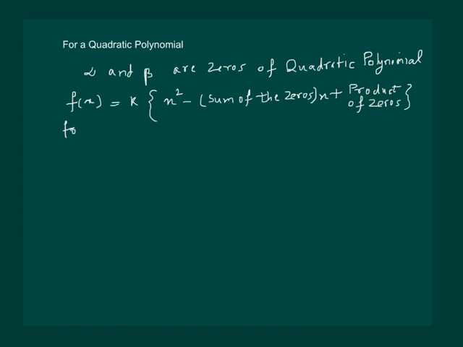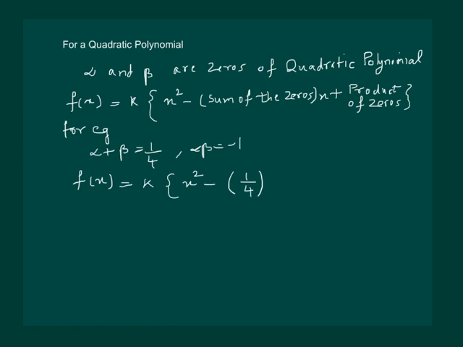For example, if we are given that the sum of the zeros of a polynomial is equal to 1 by 4 and their product is minus 1, then we can find the polynomial as f(x) equal to k times x square minus the sum of the roots, that is alpha plus beta, which is 1 by 4, times x, plus the product of the zeros, which is minus 1. So the polynomial will be x square minus 1 by 4 x minus 1.